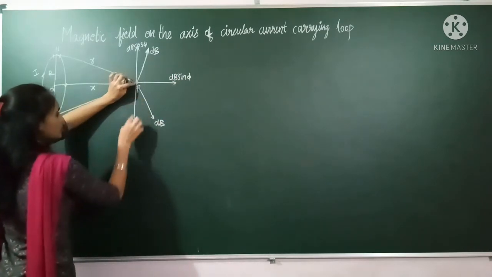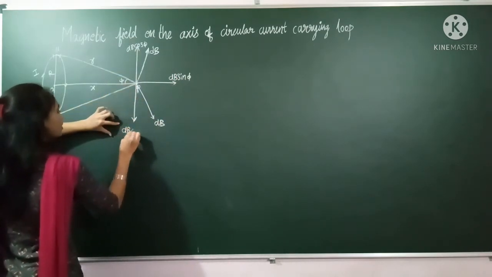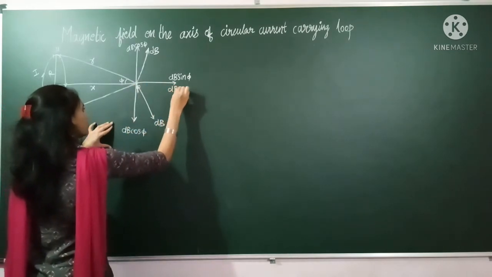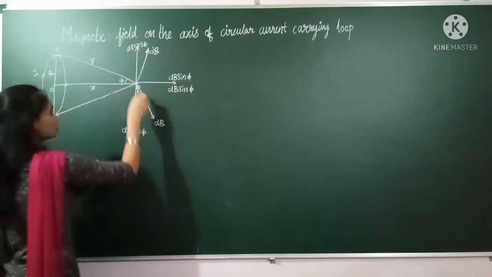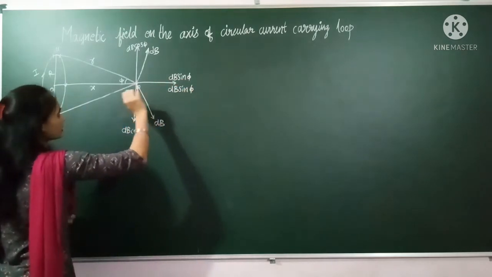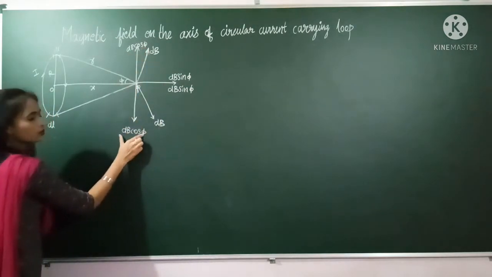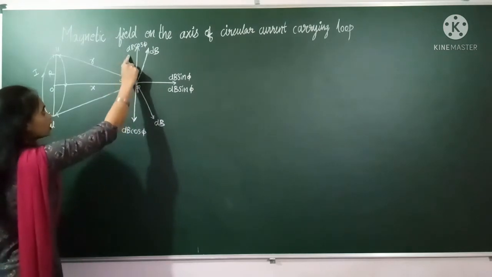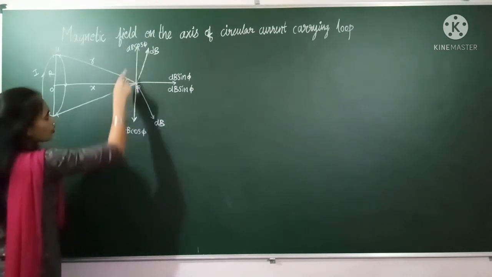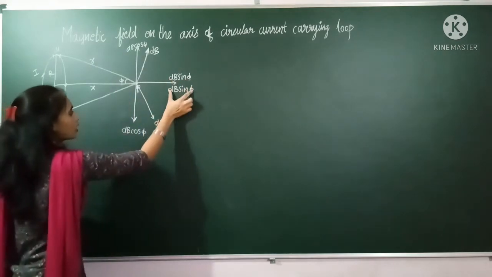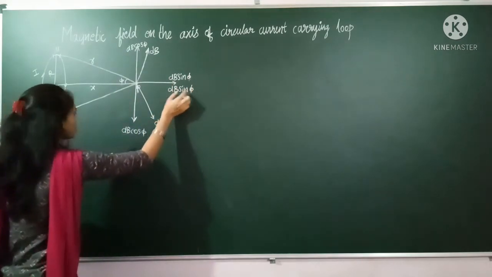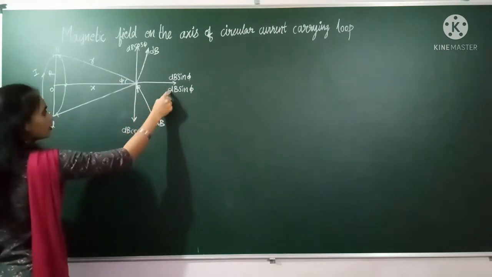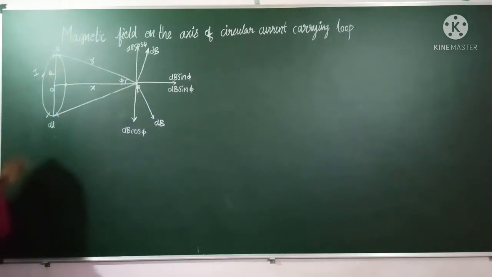For this vector, this is the perpendicular component dB cos phi and this is dB sin phi. Now we can easily add these two vectors, dB sin phi and dB sin phi. This dB cos phi and this dB cos phi will be cancelled because both are opposite in direction, one is positive and the other is negative. So both values will be cancelled, and only these two values are added. When you add these two values, we get the magnetic field for these two current elements. If you integrate this equation, we will get the total magnetic field for the complete wire.